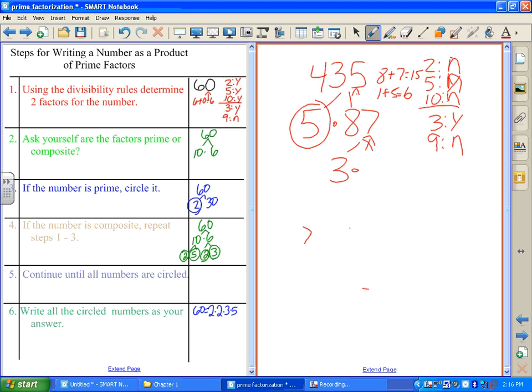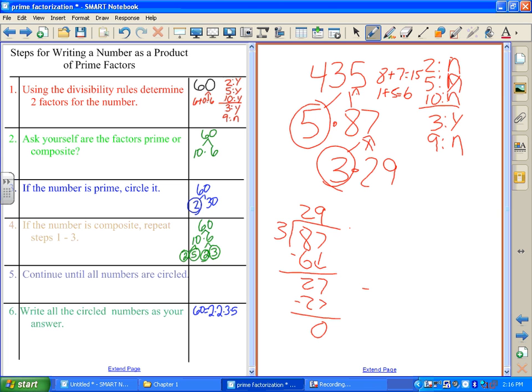So I'm going to take 87, and I'm going to divide it by 3. So that's going to be 2, which is 6. 2 left over. Bring down my 7. It's going to be 9, which is 27. 0 left over, so it's 29. Now I know 3 is prime because it's 2, 3, 5, 7, 11.